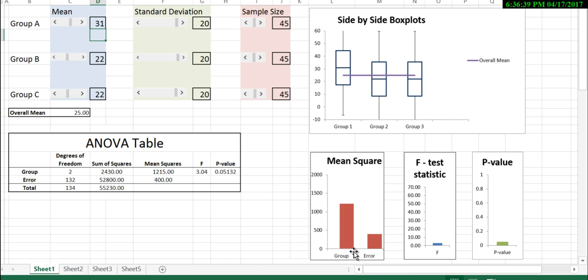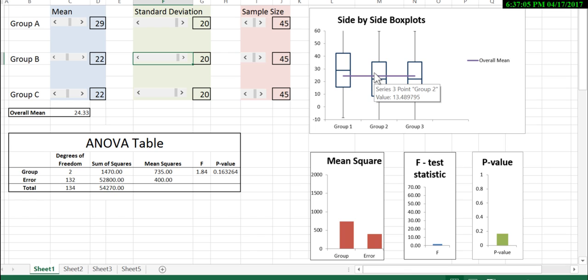And the group and errors are more similar. My f-test statistic is 3, so it's a lot lower, and my p-value is only 0.05. So it still kind of shows that there's a bit of a difference, but it's not nearly as noticeable. And like here at this point, my p-value is 0.16, so I'd probably say I don't have any reason to think that my population means are different. So it's all based on how the spread, or the standard deviation, within each group compares to the difference in the means.